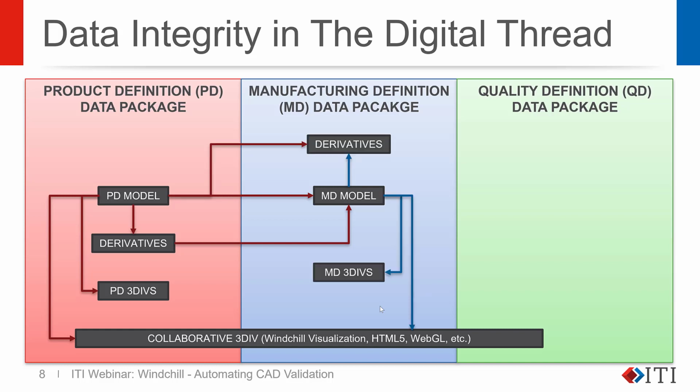From there, we're also going to generate derivatives. Our manufacturing technology may not support native Creo files, so we may need to create exact STEP file derivatives for that. We may also be creating manufacturing work instructions that leverage the 3D interactive viewable technology.